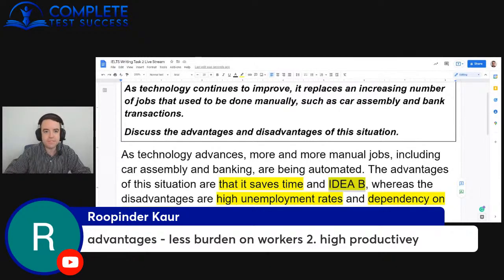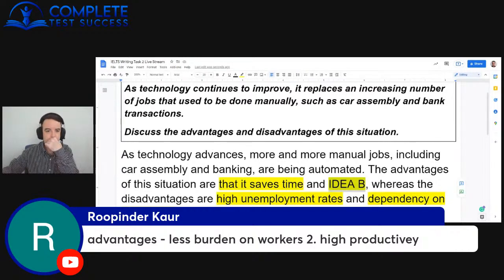No, because if the situation is it's replacing the jobs. So it's not that there's less burden on workers, it's that there's no work for the workers. So it's not that people are using technology, it's that people are losing their jobs because of technology. High productivity, yep, that definitely works.